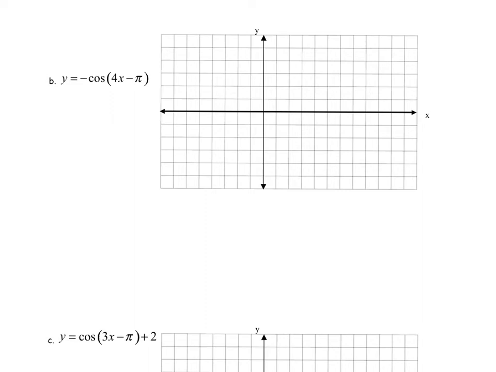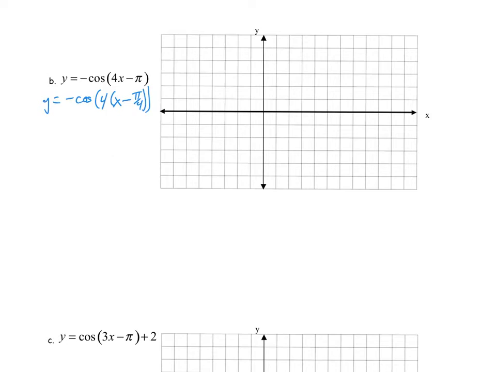In note 6.4, example 8b, we're going to graph a general cosine function. Its equation is negative cosine 4x minus pi. Because we have both a horizontal dilation and a shift, we want to factor out the b value, which here is 4. So I'm going to factor out the 4. That'll leave me with x minus pi over 4. I do that so that I can identify the proper horizontal shift, or the phase shift.